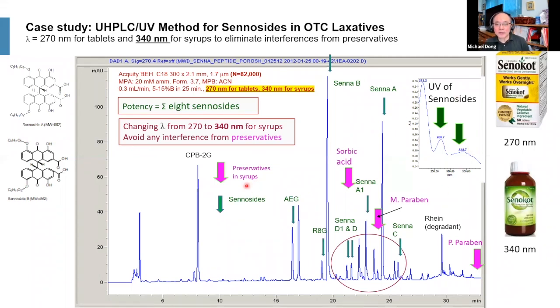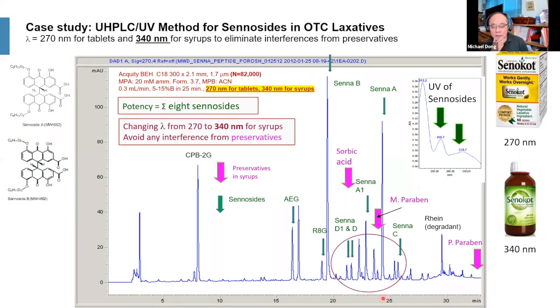So we have many products for this OTC laxative. We have a syrup product. We also have a tablet and a capsule. So after several weeks, I developed this method, right? And this method can actually calculate the potency by adding up 8 of the Senosides, right? So you can see that the monitoring wavelength is 270 using the first lambda max. And it works really well, right? You can see that even D1 and D are totally separated, and they seem pretty pure, right? It is really difficult to make sure everything is pure.